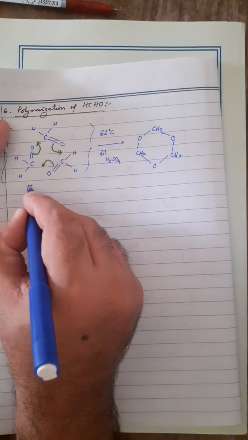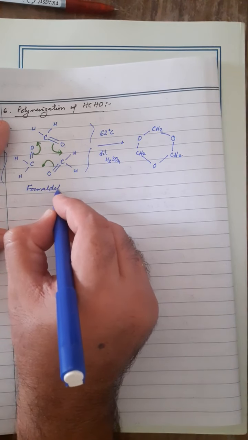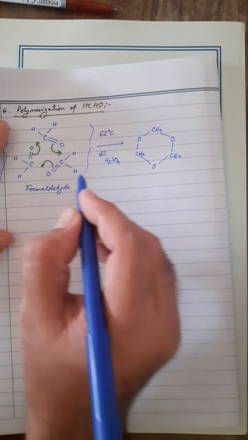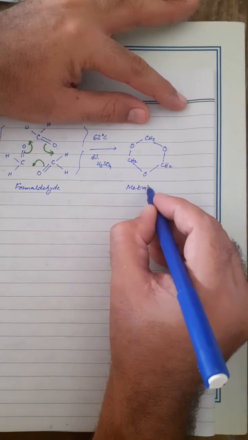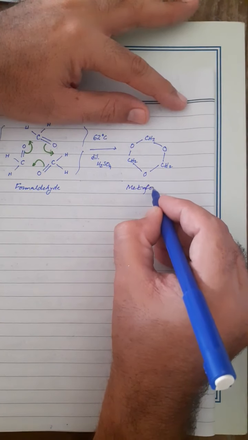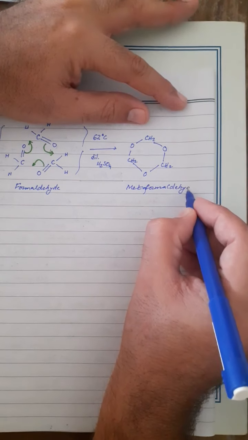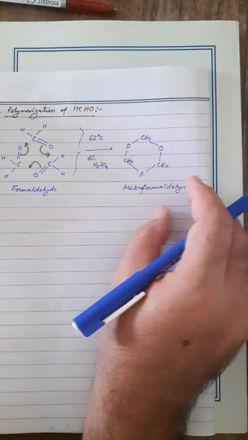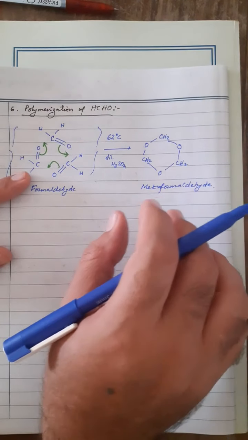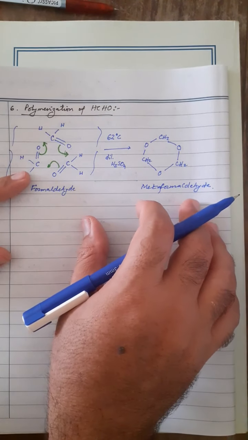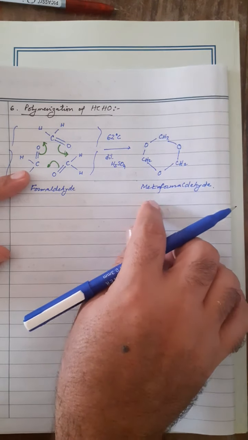This is 3 molecules of formaldehyde. This is called metaformaldehyde. This is also a chemical reaction or possibility for formaldehyde. You can polymerize formaldehyde with dilute sulfuric acid, and you take a polymer which is called metaformaldehyde.